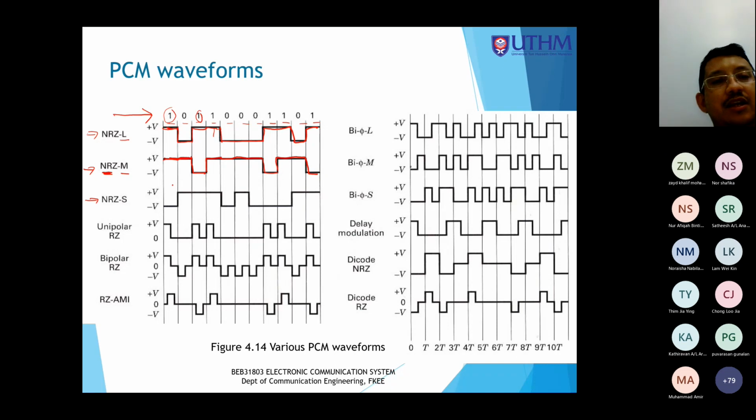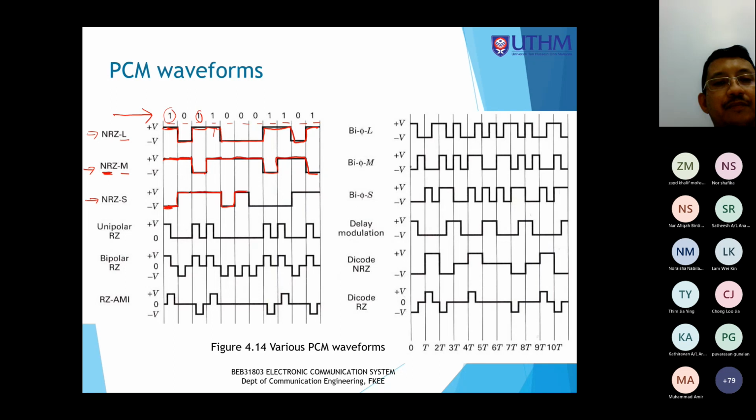So for example, at the beginning, it doesn't matter whether it is positive or negative. And then the next input is logic 0. Logic 0, it will alternate the previous voltage polarity, which is negative, to become positive. Input logic 1, no change. No change. Then input logic 0 will alternate the polarity from positive to negative.